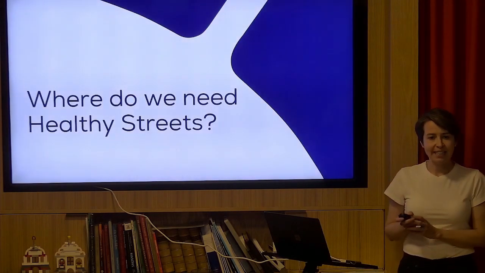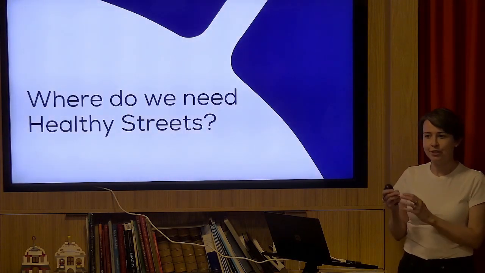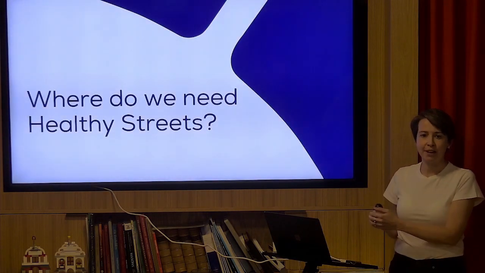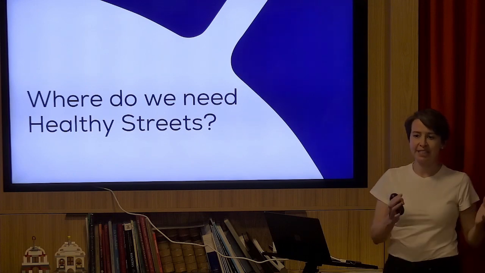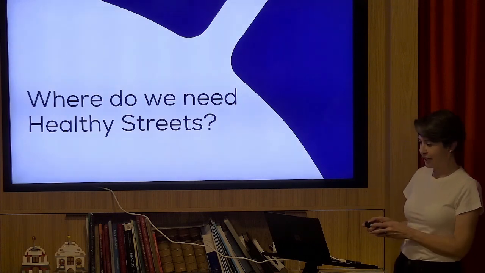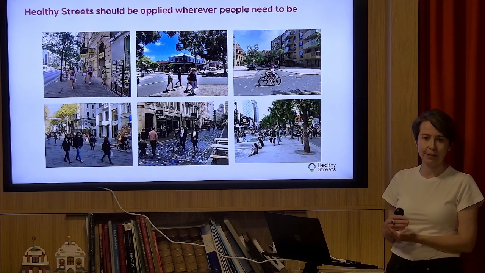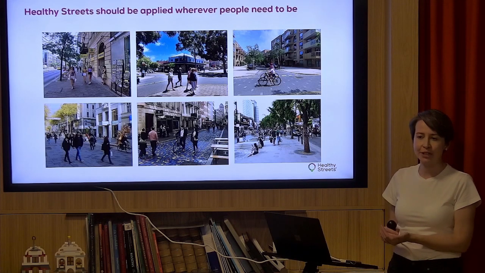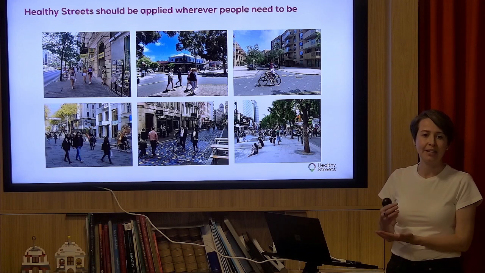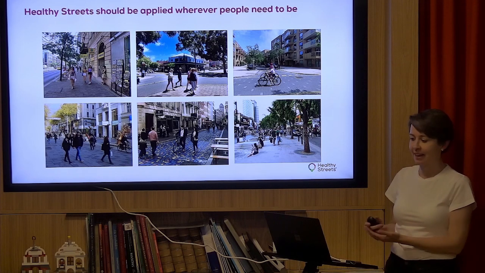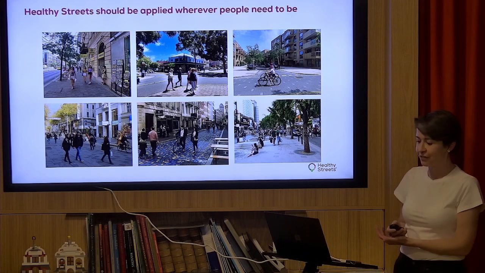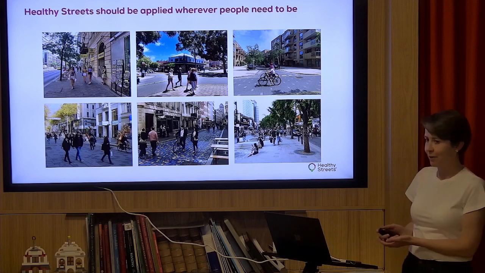Where do we need this approach? Well, it's not something that is the preserve of the city centre or the heritage area of a town. It should be anywhere where human beings need to be. These are basic human needs that we're looking at addressing. So if we have a street environment where people need to be to walk and to cycle, then we need to meet their needs. And here's some examples of different streets in different places around the world.